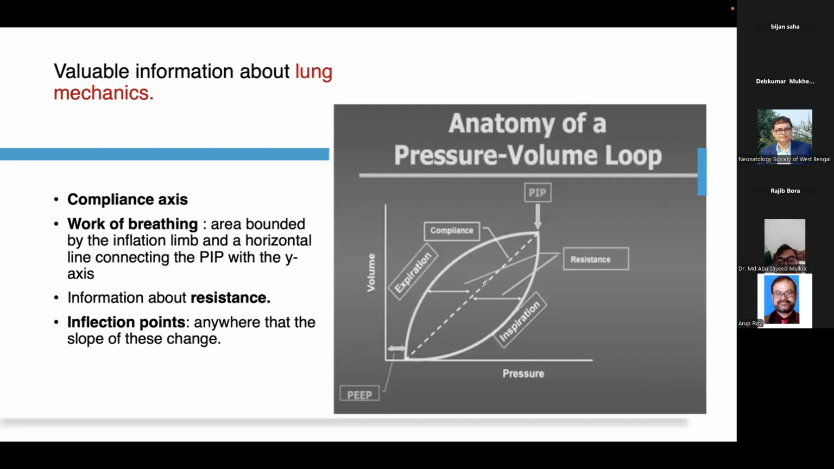Another thing: in this pressure volume loop, there are certain points known as inflection points. This is your lower inflection point. This is your upper inflection point. This is also your critical opening pressure. This is your critical closing pressure. All these things we need to keep in mind.